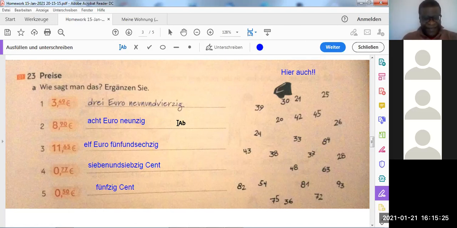Acht Euro neunzig. Perfect. Number vier. Sieben und siebzig Cent. Perfect. 77 Cent. Fünfzig Cent. Perfect. Now, why are they adding cents here? Because they know here there is no euro. So before you produce big money, 77 euros, I have to remind you, siebenundsiebzig Cent. Sometimes they don't even have to put it, because it's a small thing you are buying for 77 cents. How can it be 77 euros? Wonderful.